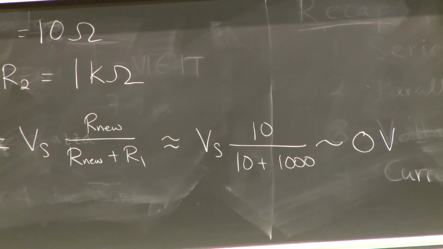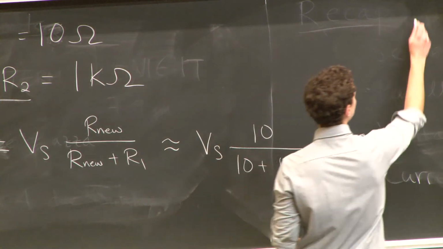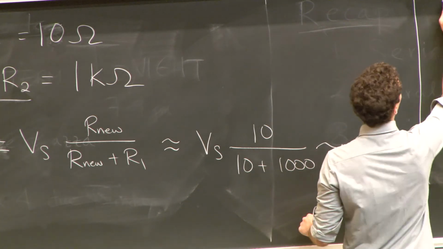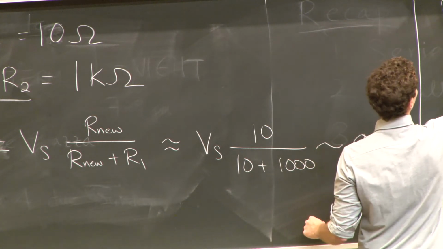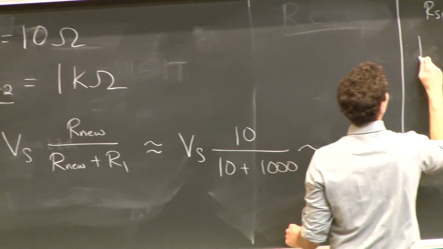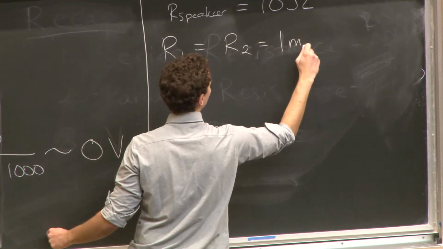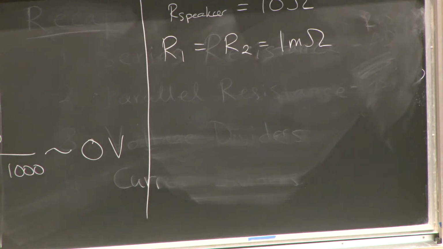Somebody said it, I don't know who, they said decrease the resistance. So I take these R1 and R2, and I have to make them smaller. In fact, I have to make them much smaller, comparatively, than my speaker resistance, right? So if I do it again, and our speaker is still 10 ohms, now R1 and R2 are 1 milliohm. Really small.